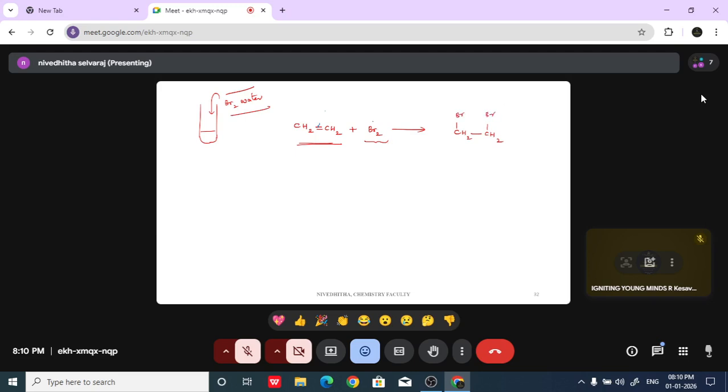Now, in the solution, we have no Br2 at all. If Br2 is present, then we can see the color as reddish brown or reddish orange. But all the bromine was added to the compound, right? So we will not have any Br2 in our test tube. So the color will disappear. Okay. So this is how we can find whether the compound is saturated or unsaturated. Fine, Tanu. Any doubt?